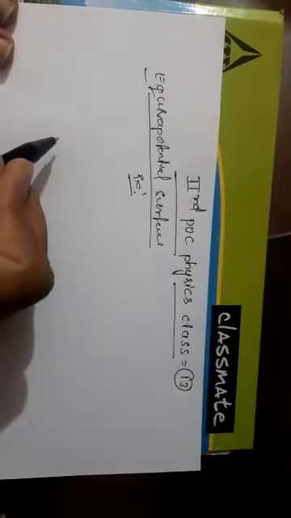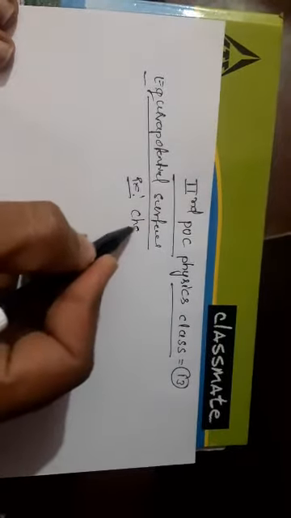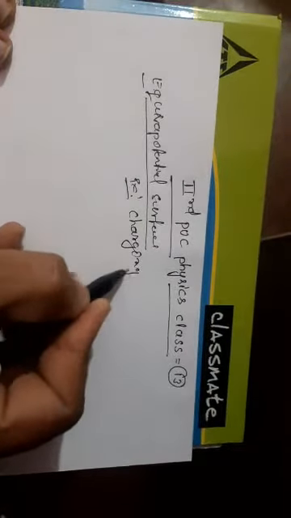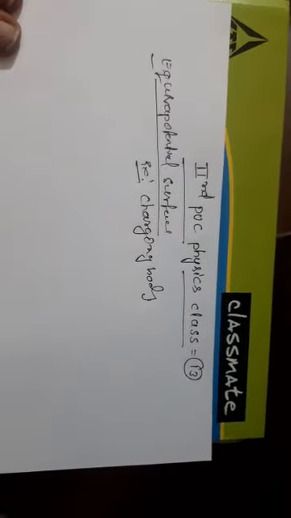A good example of an equipotential surface is the surface of a charged body. The charged body can be of any shape. That is a good example of an equipotential surface.